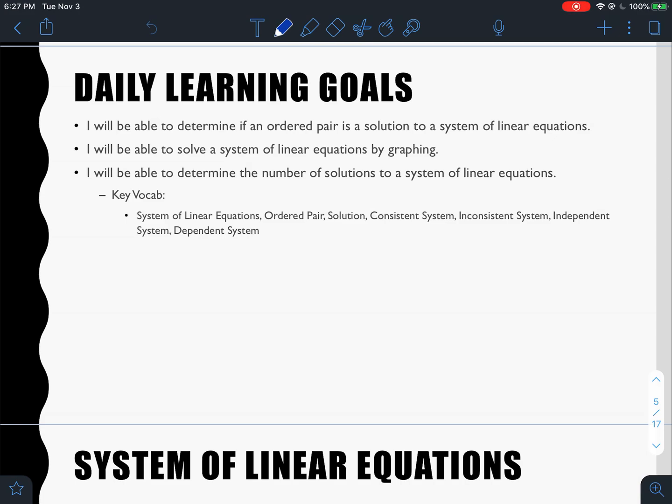So today we are going to talk about how to tell whether or not an ordered pair, so a given x and y coordinate, would be a solution to a system of linear equations, so two or more linear equations. We will be able to solve a system of linear equations by graphing them on a coordinate plane. And we will be able to tell how many solutions a system of linear equations will have.